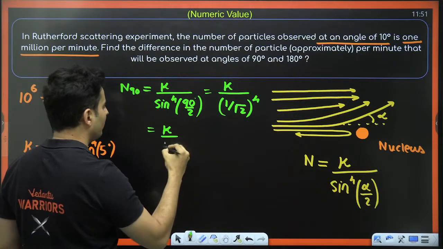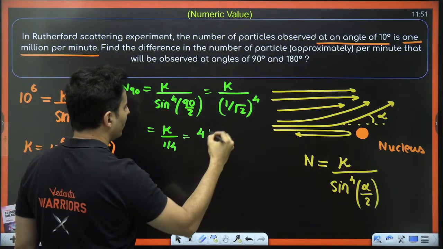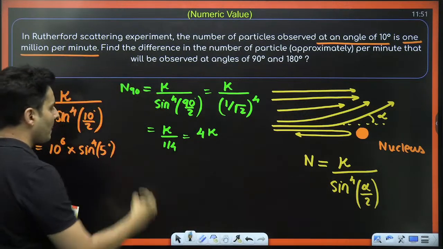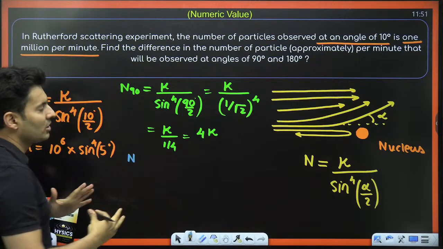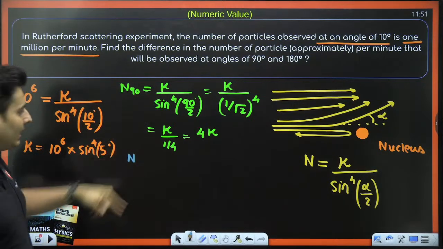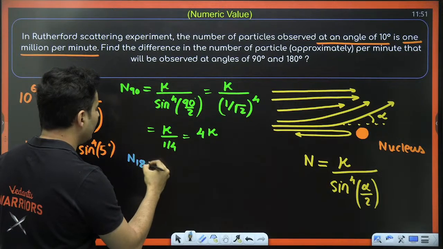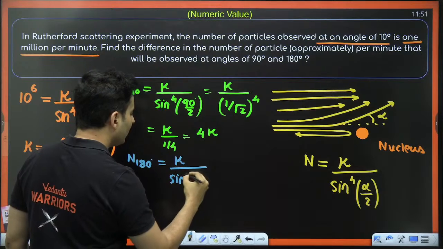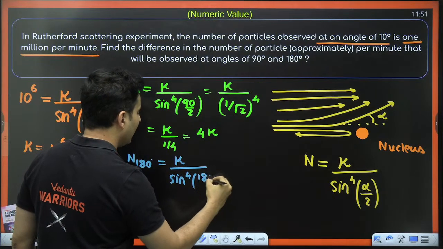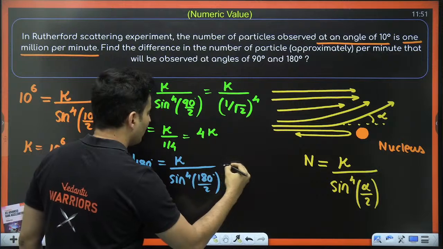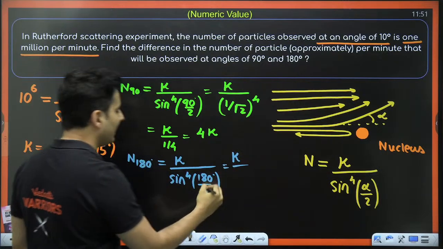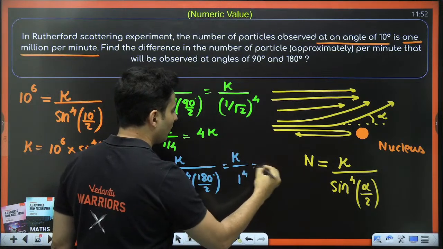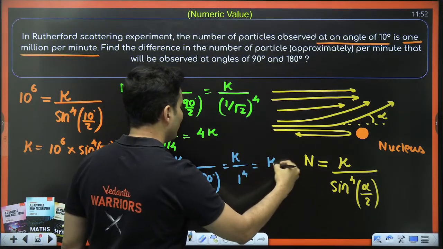Square of that is 1 by 4. So it is just going to be 4 times of k. Then the number of particles which are going to be scattered at 180 degrees will be k divided by sine raised to 4 of 180 degrees divided by 2. Now the best part is sine of 180 by 2. 180 by 2 is 90. Sine 90 is 1. So 1 raised to 4. 1 raised to any number is 1 only. So it will be just k.